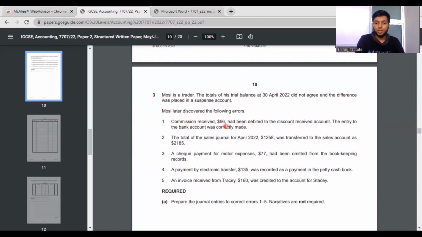Commission received $96 had been debited to the discount received account. The entry to the bank account was correctly made. The total of the sales journal for April 2022, $1,258, was transferred to the sales account as $2,185. A cheque payment for motor expenses $77 had been omitted from the bookkeeping records. A payment by electronic transfer $135 was recorded as a payment in the petty cash book. An invoice received from Tracy $160 was credited to the account of Stacy.